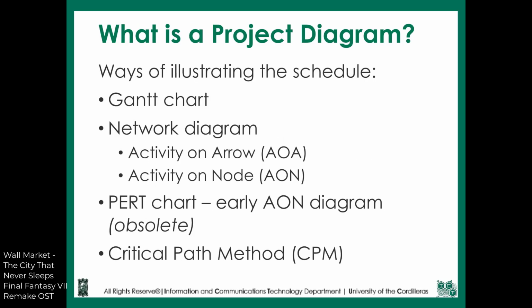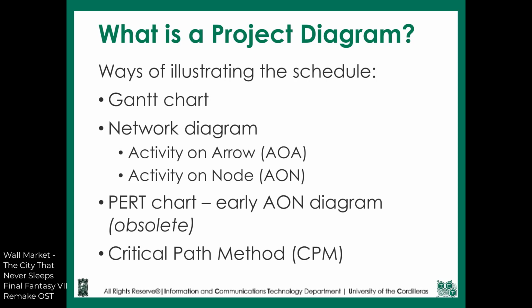There are different ways of how a project diagram can be illustrated, one of which is the Gantt chart, which is the most common and one of the easiest ways to do so. Another one is a network diagram, which comprises arrows and circles indicating the task and duration. It kind of looks like a flowchart almost.